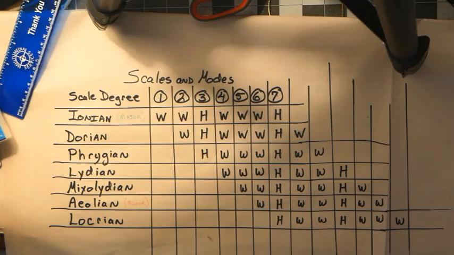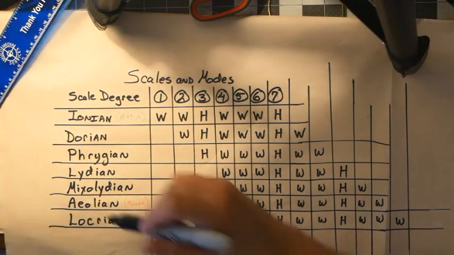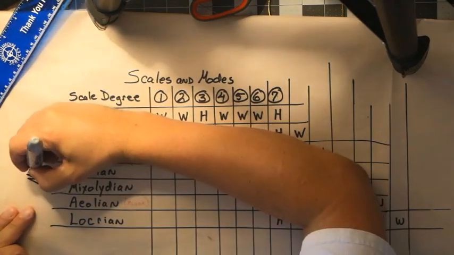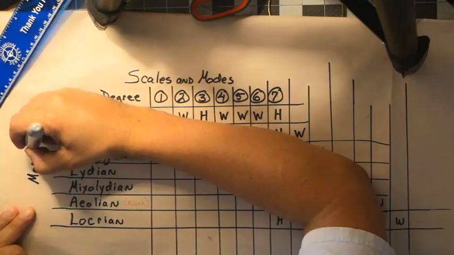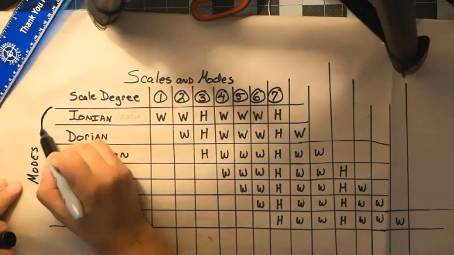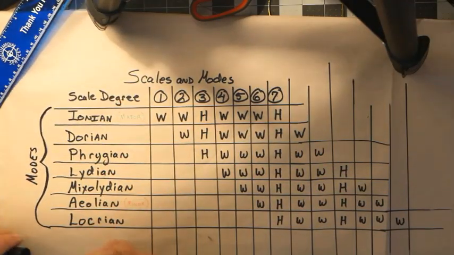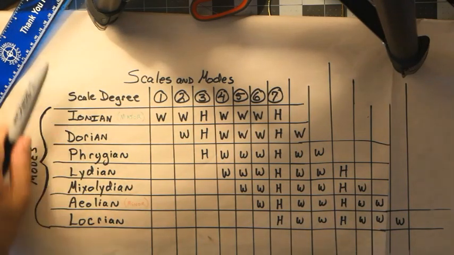So in the final chart, we've been able to build each of these modes from the scales just by shifting one over in the scale degree as we go down the chart. Fascinating.